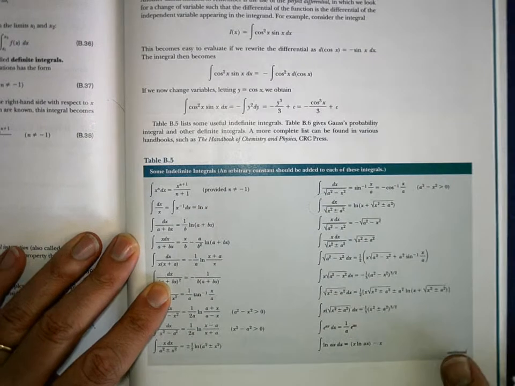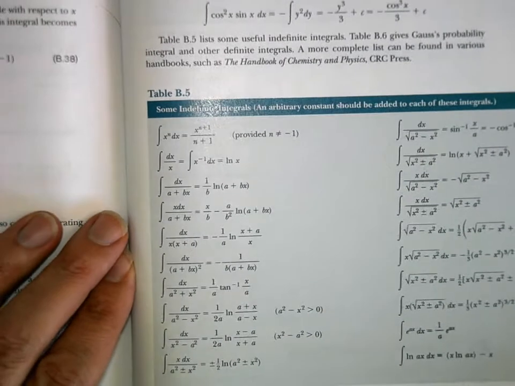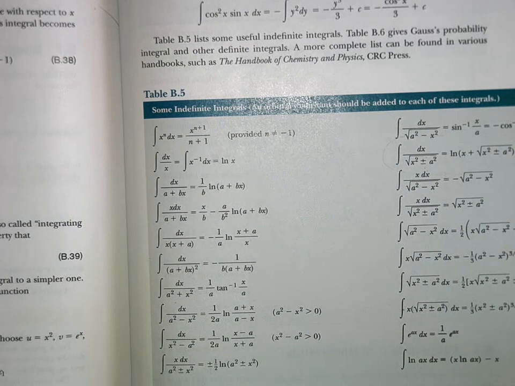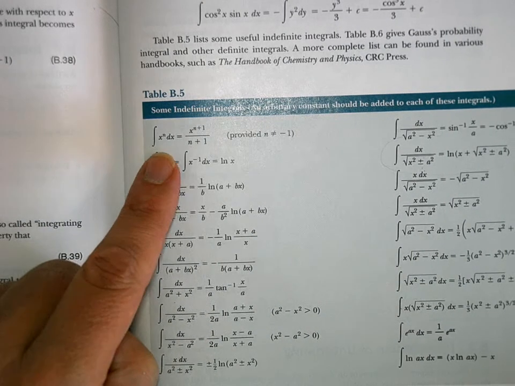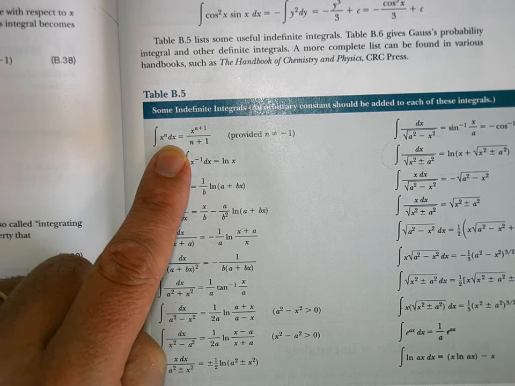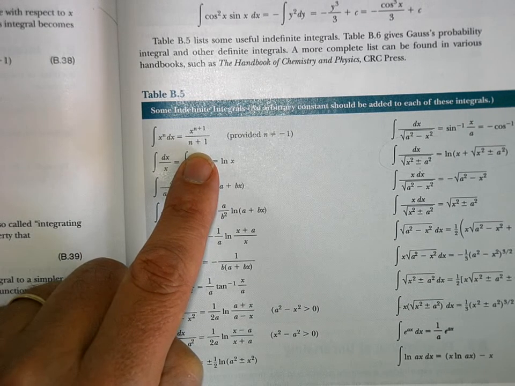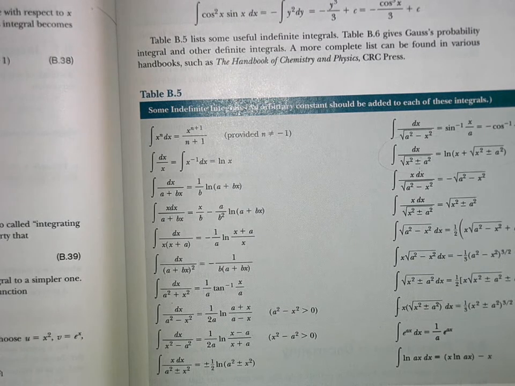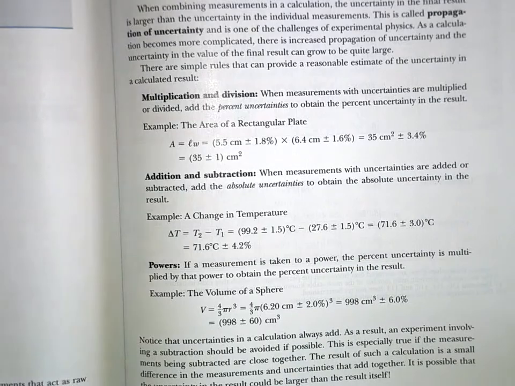Let me zoom in so at least some of you can see it. This is on page A.27 of your book. And they have all these integrals. X to the n dx is x to the n plus 1 over n plus 1. That's the power rule. That's the one you're going to use the most. So you're going to have to read this.